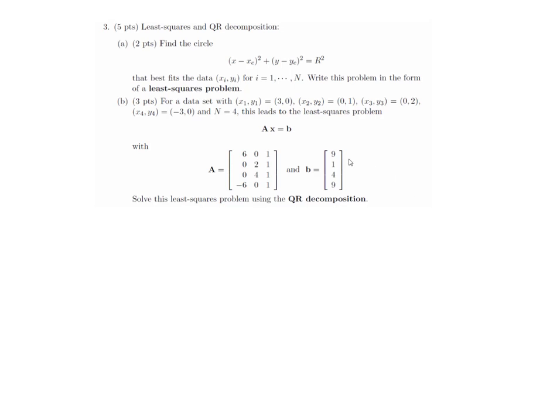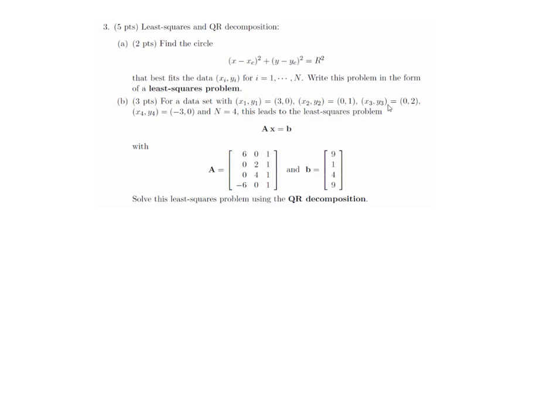Well, here is the third question. It's about least squares and the QR decomposition. The question is, find the circle, and the equation of the circle is given, that best fits the data, and you receive n data points, and you have to write this problem in the form of a least squares problem. Then you have to solve the problem in a particular case where n is equal to 4 and you're given 4 points.